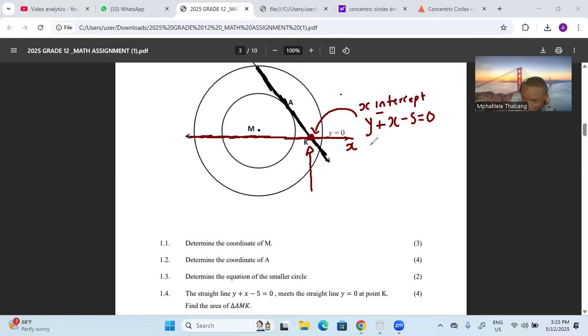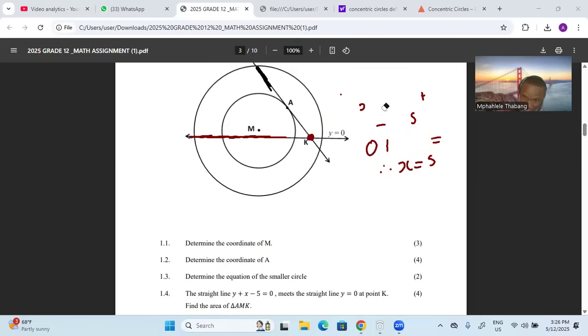So I can say 0 + x − 5 = 0. Therefore, x = 5, if we take negative 5 to the right-hand side. So the coordinates of K are (5, 0). I'm going to write these coordinates down as they might be very useful. It's (5, 0).